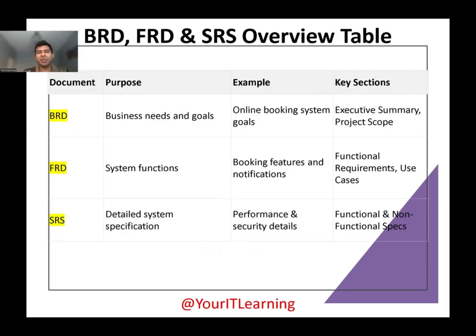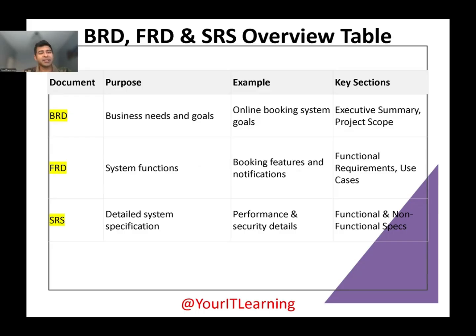Now let's discuss BRD, FRD, and SRS in a table, and I am going to distinguish how they are different from each other. BRD: what is the purpose of the BRD? Business needs and goals. And what is the example? Online booking system goals. Key sections: executive summary and project scope.